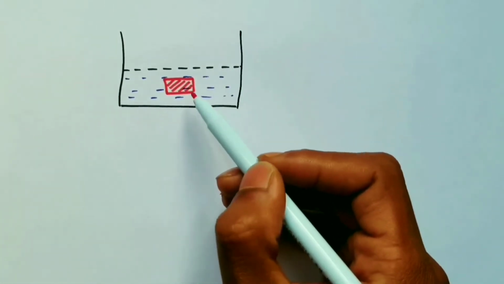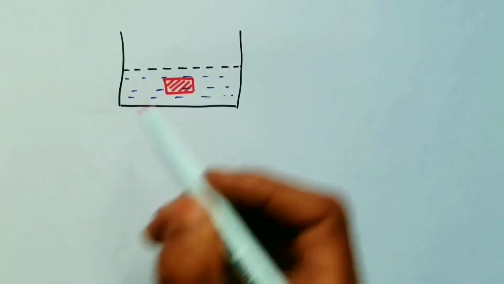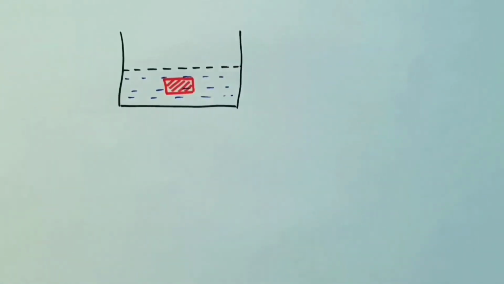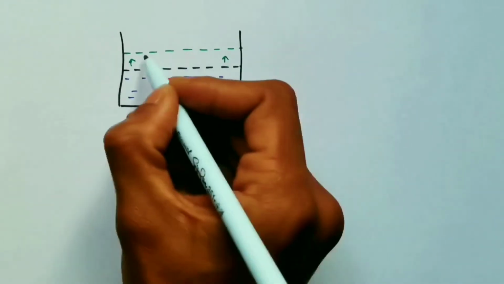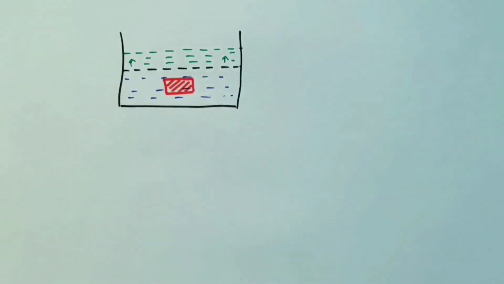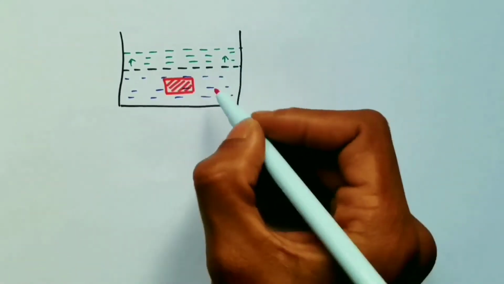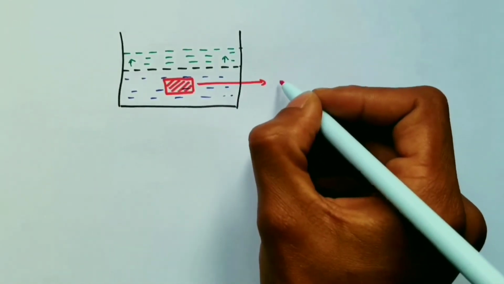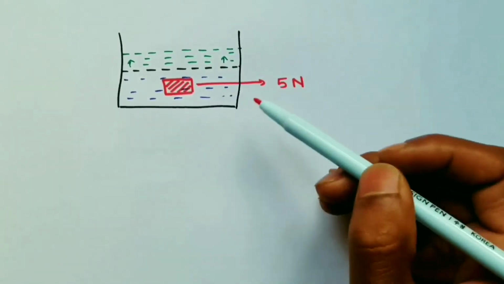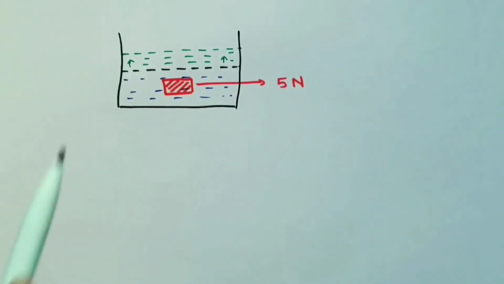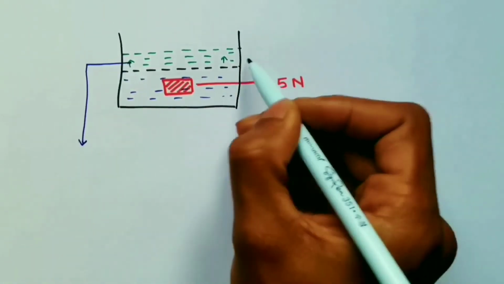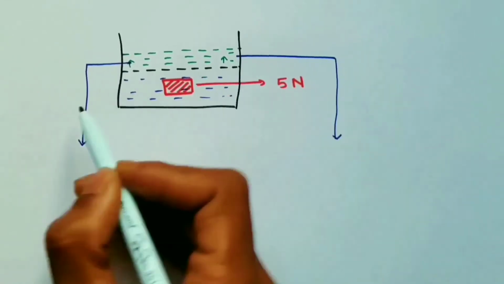Whenever we put an object inside water, it is going to displace some water upwards. So let's make the displaced water. This green water is our displaced water. Whether this object is going to float or sink depends on the weight of the displaced water. If the weight of this stone is 5 Newton, then the weight of the displaced water can be two things.